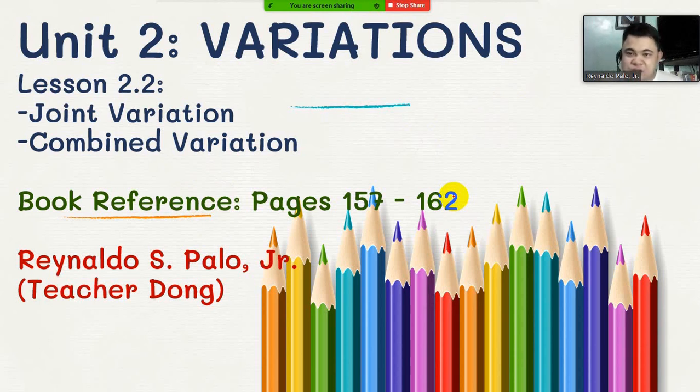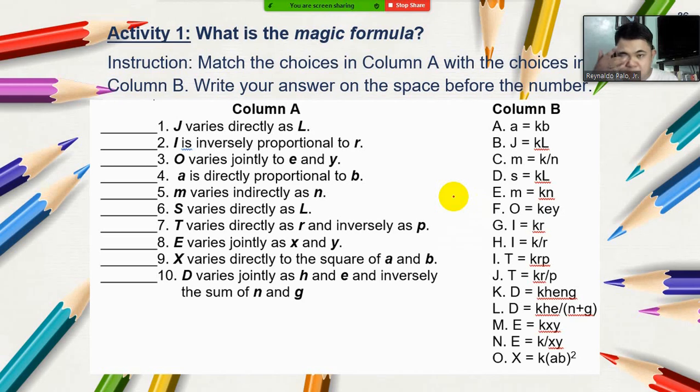So in this session, we're going to talk about joint and combined variations. In the previous lessons, we were able to tackle review on ratio and proportion, direct variation, and inverse variation. Now in this section, we're going to have joint variation and combined variation. Before we proceed with our last two types of variations, let's have this activity.